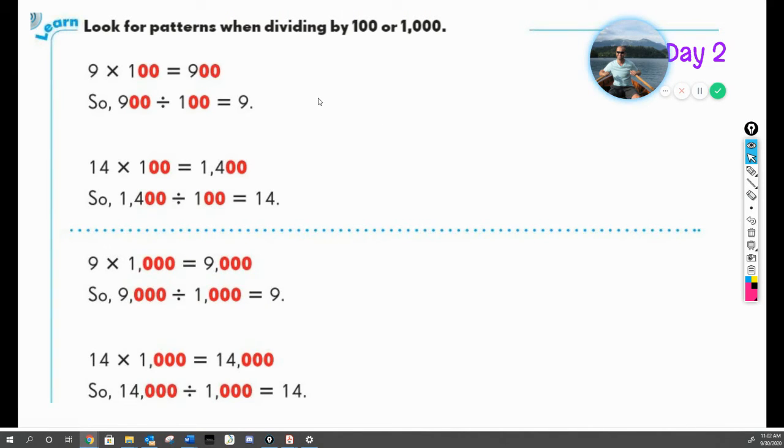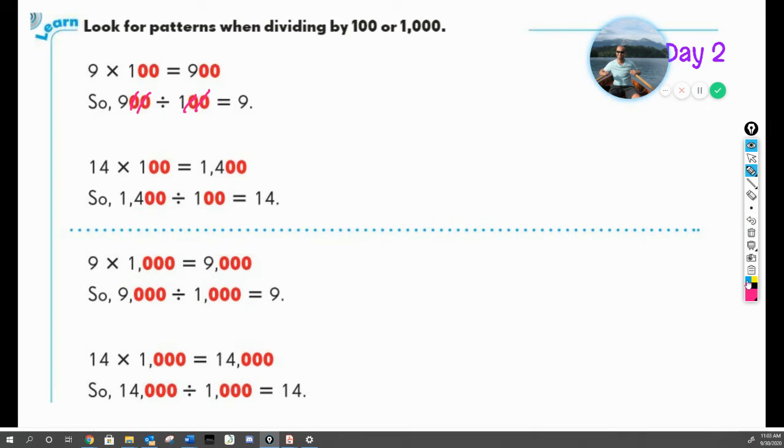Take a look at the patterns here when we're dividing by hundreds or thousands now. And you can pause me if need be. Okay, good. Did you pause me? Did you notice that it's comparing the division facts to the multiplication facts? So if you're doing 9 times 100, it's 9 times 1 with 2 zeros. And 900 divided by 100, it's that same trick. Remember yesterday I was crossing out 1 zero? Well, if you have 2 zeros, you can cross out 2 zeros.